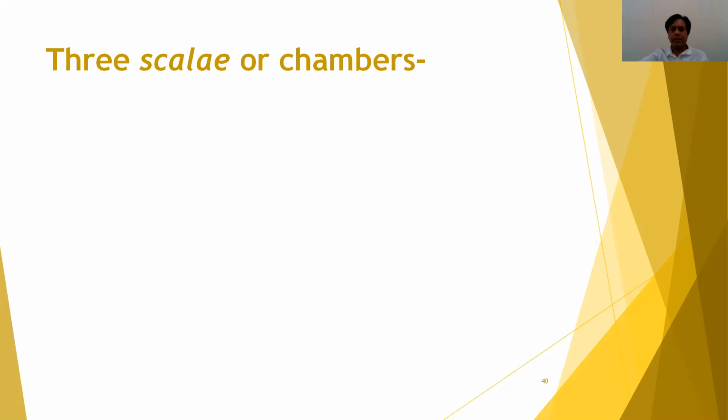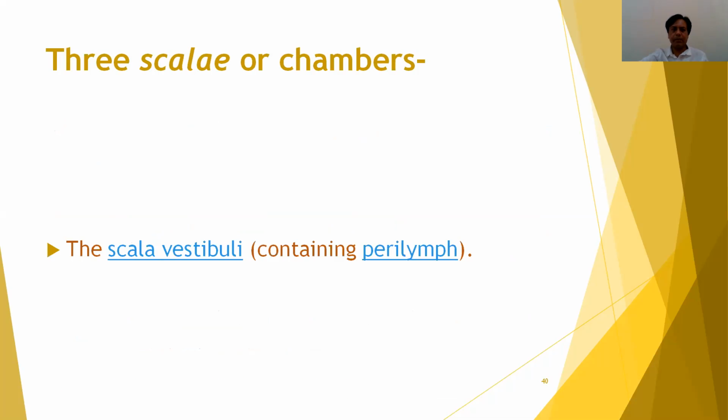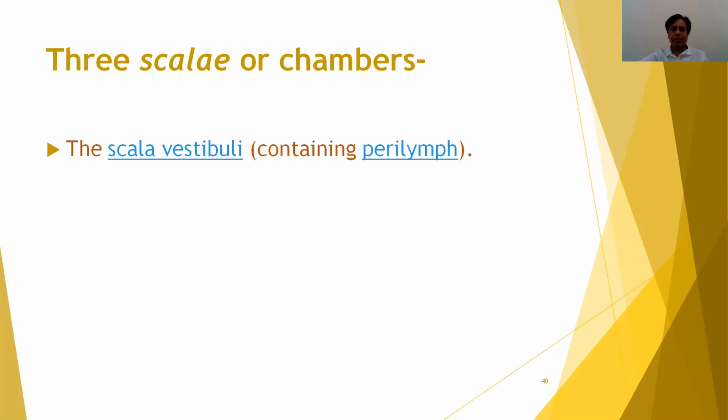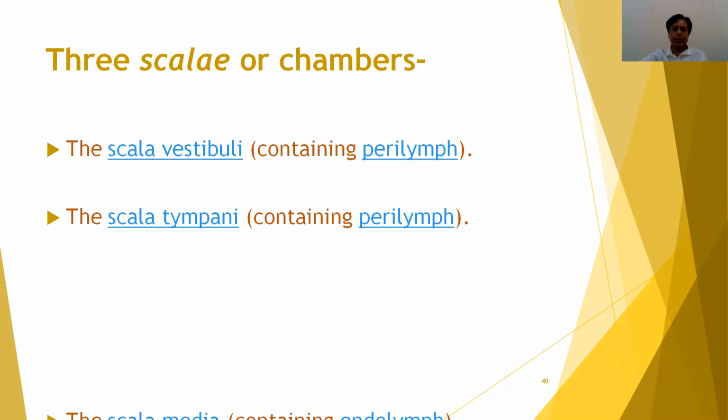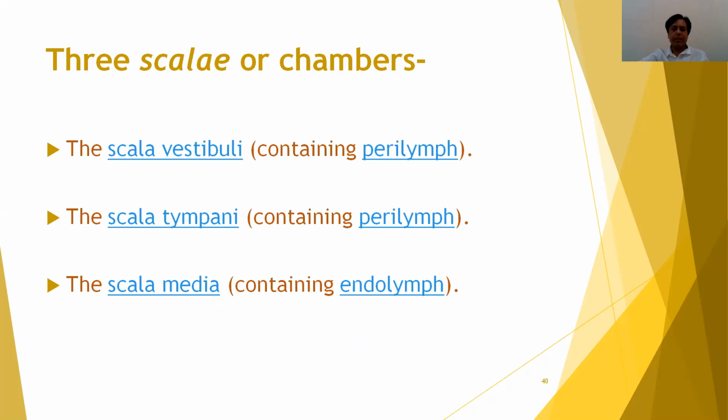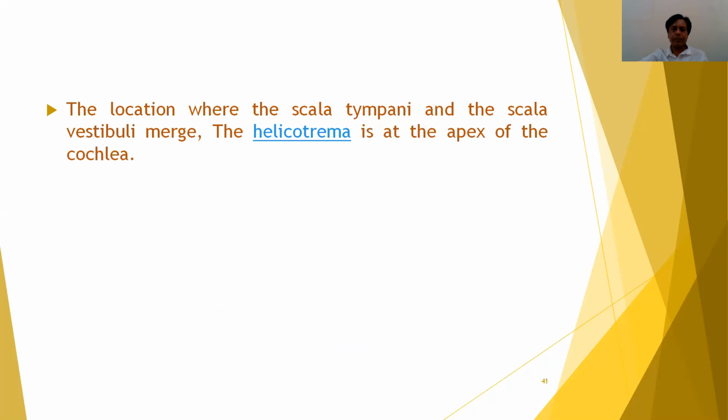There are 3 scalae or chambers: scala vestibuli, scala tympani, and scala media. The scala vestibuli contains perilymph. The scala tympani also contains perilymph. The scala media contains endolymph. The location where the scala tympani and the scala vestibuli merge, the helicotrema, is at the apex of the cochlea.